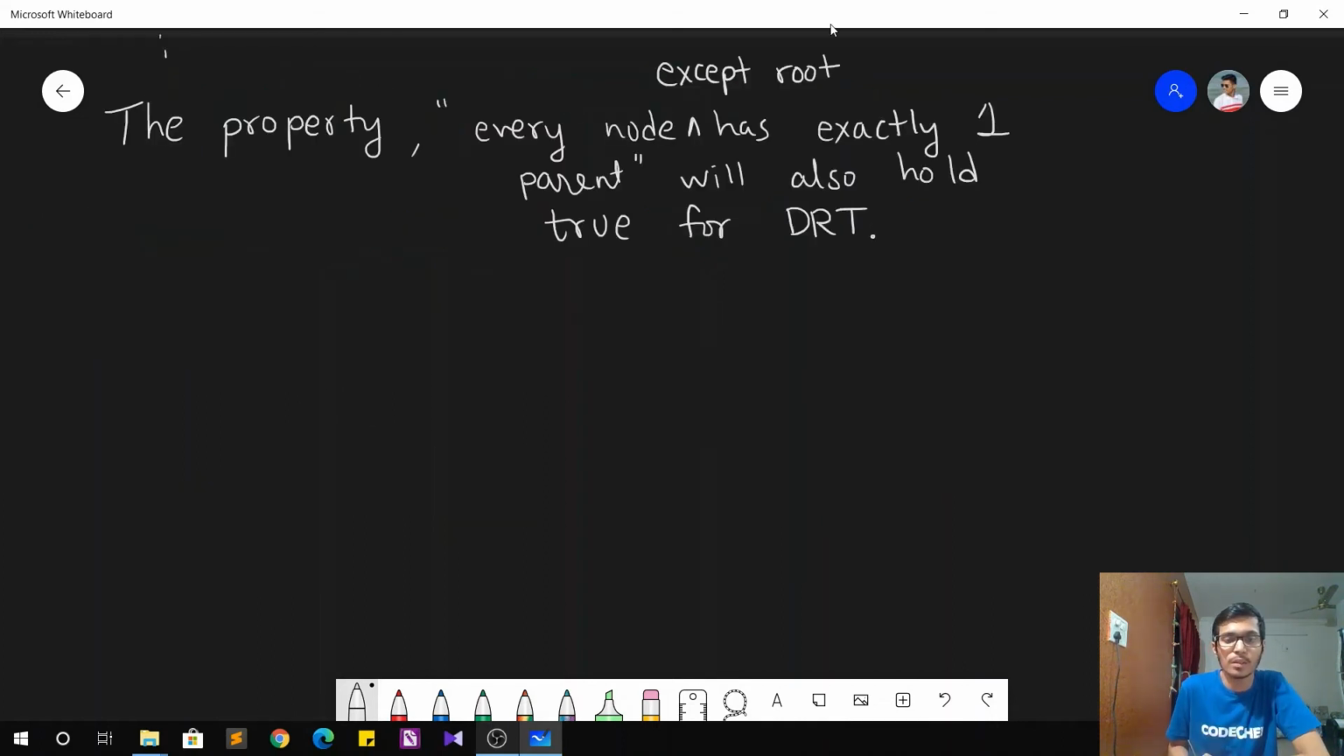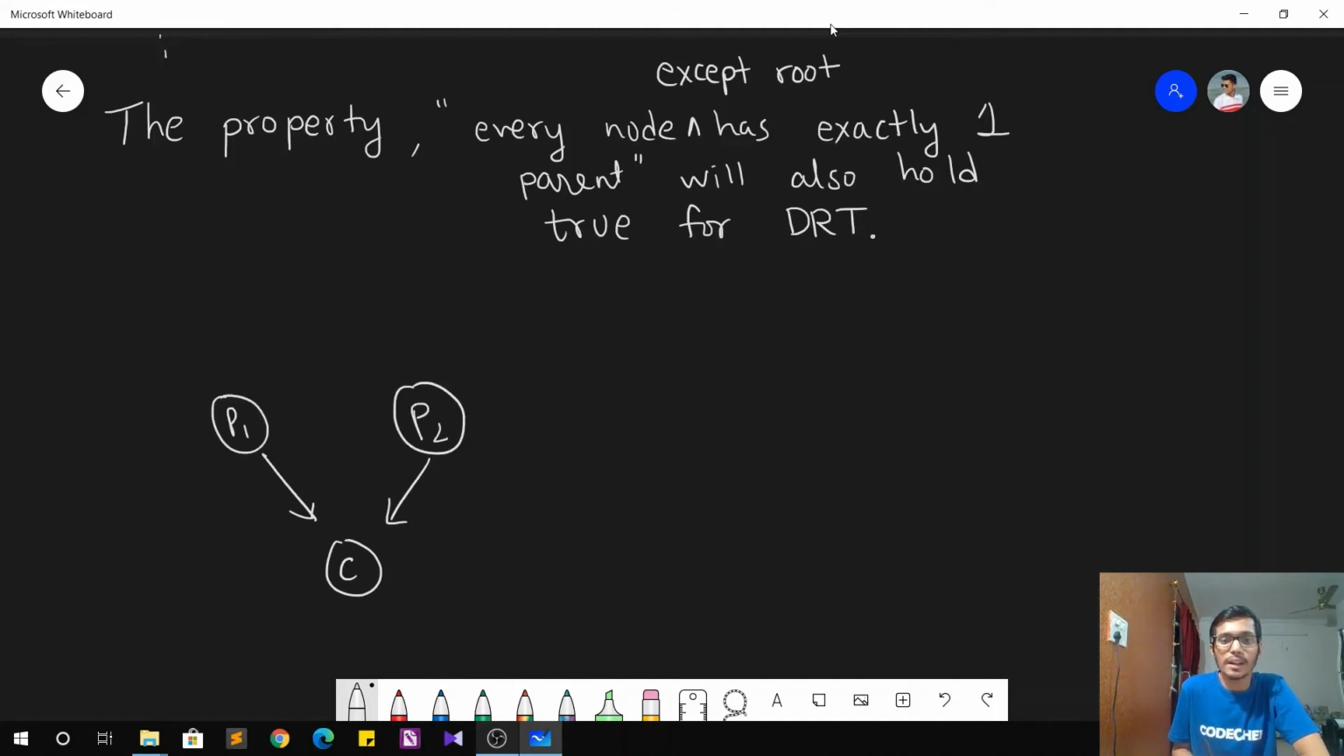That is, all nodes in the directed rooted tree except the root itself will have exactly one parent, that is, exactly one incoming edge towards them. So why is this true in the first place? Let's take a counter example. What if a node had two parents in the directed rooted tree? So the condition would look something like this. Let's say there is a child node C and it has two parents, namely P1 and P2.